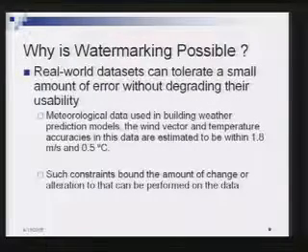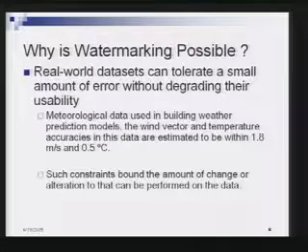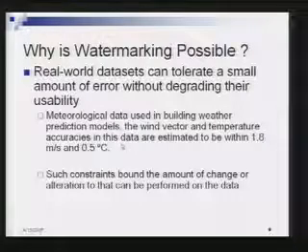So why is watermarking possible? If I'm going to embed something in the data, this means I will have to change the data, right? So if I will have to change the data, this means this data should tolerate the change that I'm going to make. So real-world data sets can tolerate a small amount of errors without degrading their usability. The magic word is usability here. Okay, so usability, I have the next slide that will talk about usability, but let's see some examples.